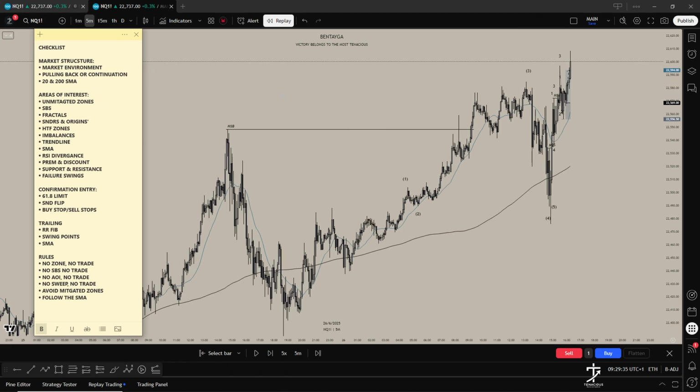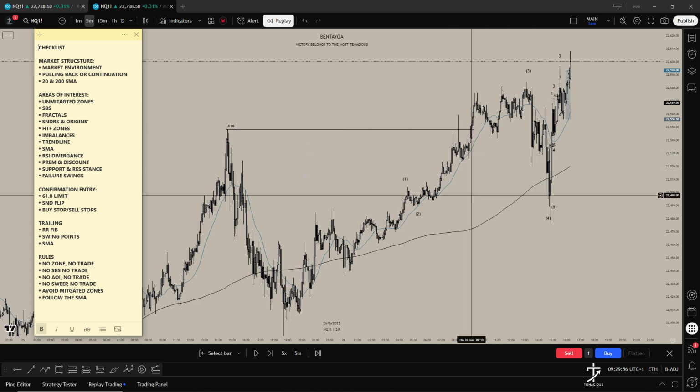So in terms of checklist, market structure was bullish based on my higher time frame. It looks like we were in the pullback phase. Price tapped into something, stepped some stuff, and then now it looks like we were in a continuation phase. You could say price was still bullish. It was just kind of hovering below.